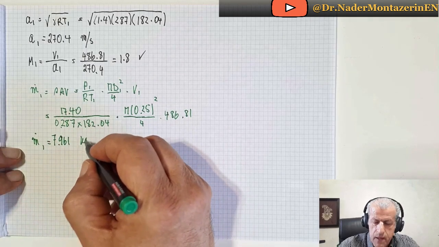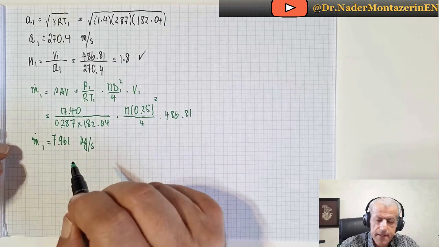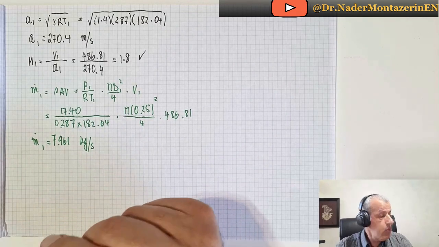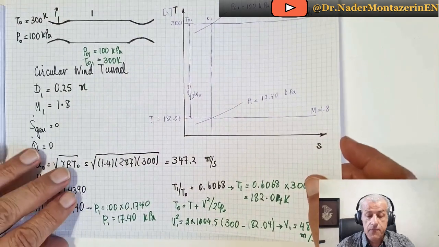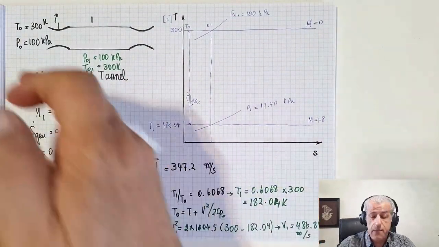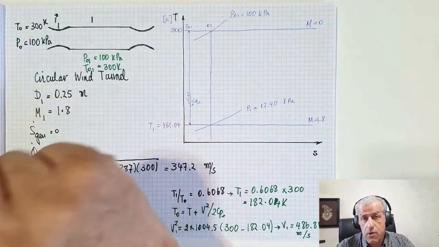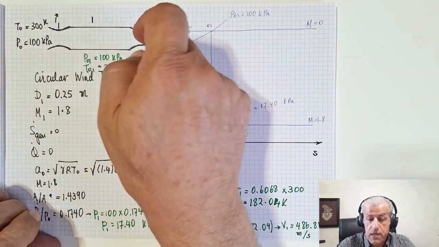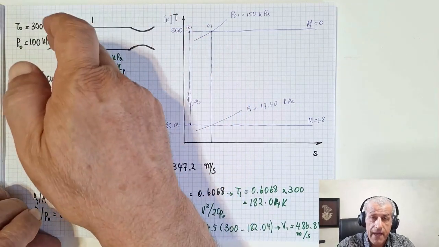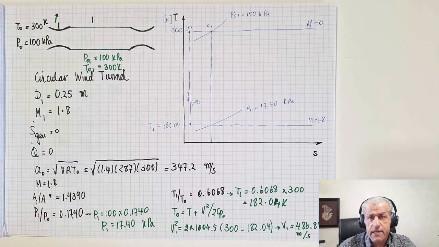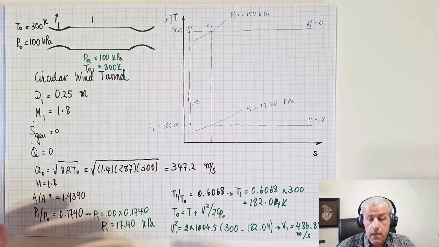and therefore the mass flow rate at 1 would be 7.961 kilograms per second. This is the mass flow rate at point 1, and as you can see, this mass flow rate remains the same throughout the tunnel, because no mass enters from the sides, and all mass that enters leaves. So it's a control volume where whatever enters also leaves the section. However you select your control volume, the mass flow rate would remain the same.